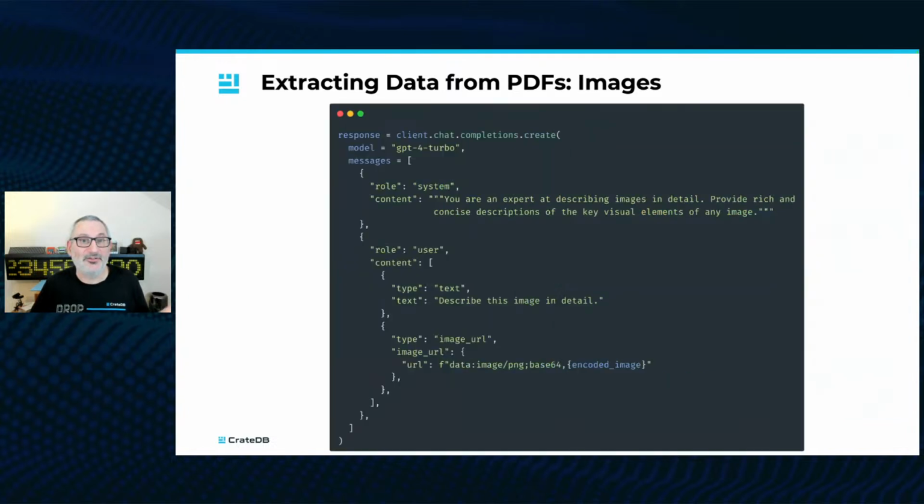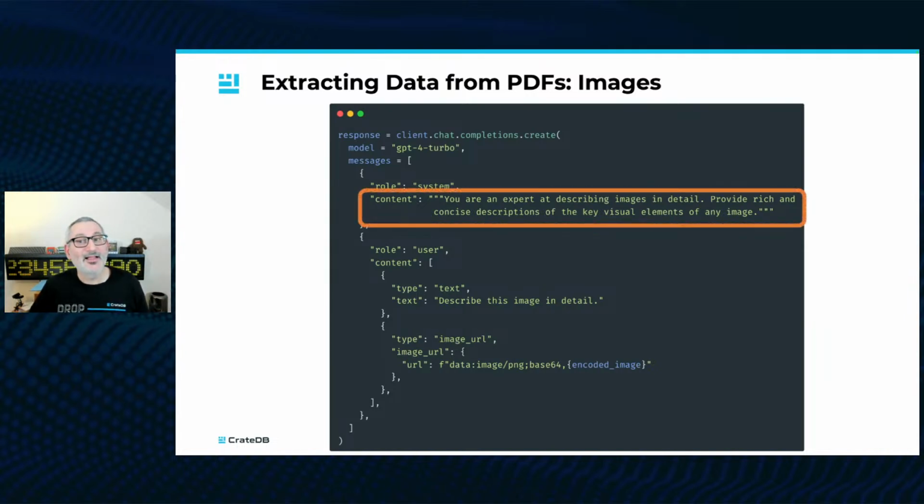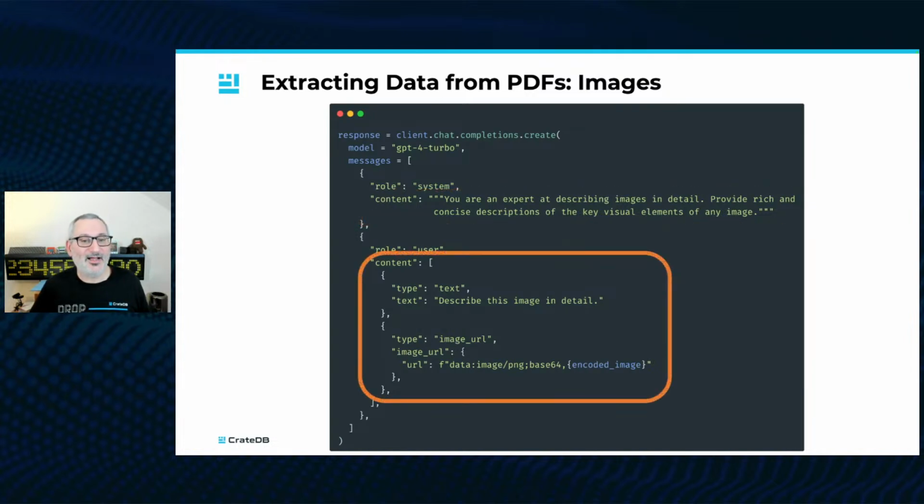And how does that work? Well, what we're going to do is, again, call an OpenAI model with their API to do that. Here we need a model that can understand an image as an input. So we're using GPT-4 Turbo. And we're giving it a brief prompt. You are an expert at describing images in detail. Provide rich and concise descriptions of the key visual elements of any image. And then we're giving it the bytes of the image. So it will receive the image, and we're essentially saying to it, can you describe this image textually for us?